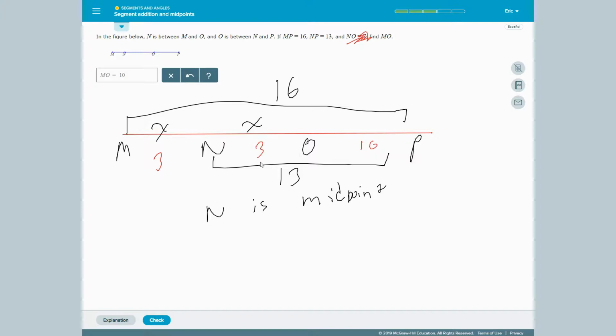And so in these cases, when they say that something is the midpoint, they'll probably only give you one part of it, or you have to find one part of it, because they want you to understand that both sides of your midpoint are equal at all times. And that's it for a problem like this.